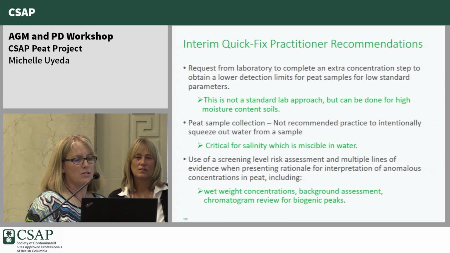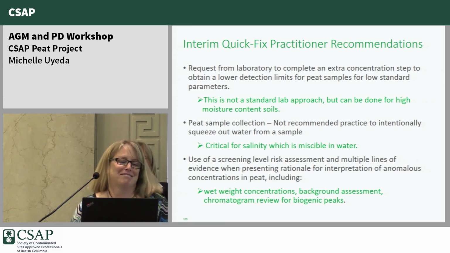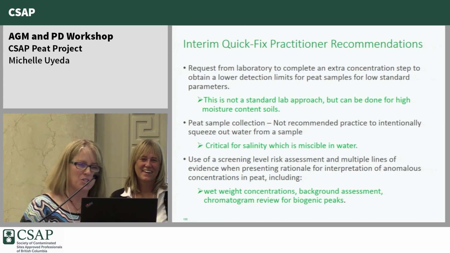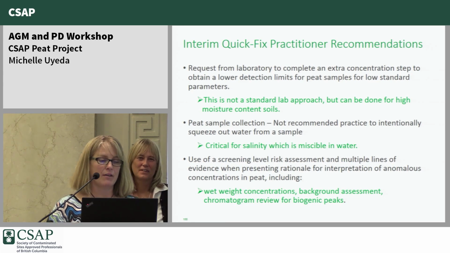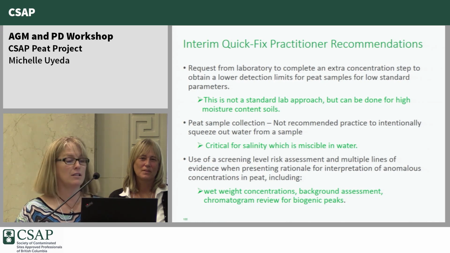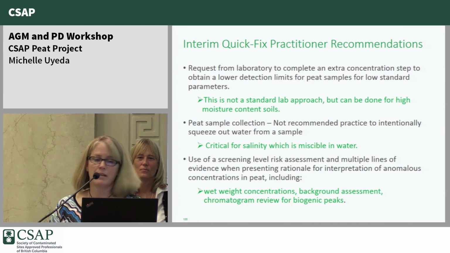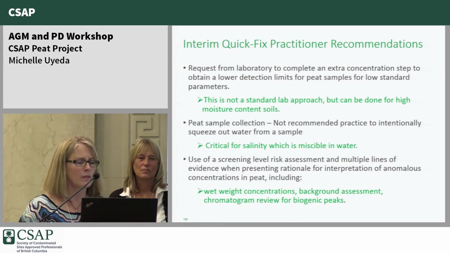All right, so some interim quick fixes for practitioners. What do you do now? Okay, so some of our recommendations, as we touched upon in the presentation: one of them is to request from labs to complete an extra concentration step to obtain a lower detection limit for peat samples for low standard parameters. This is not a standard lab approach, but if it can be done for high moisture content soils, you just need to ask the lab for that.